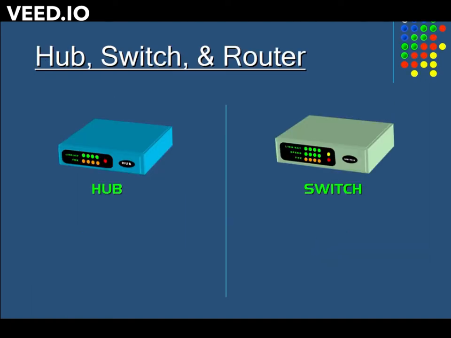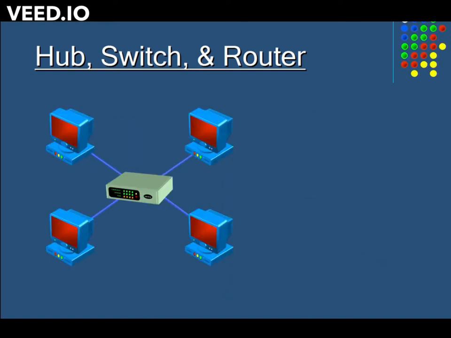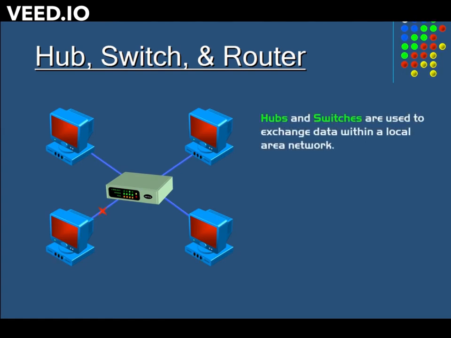As a review, a hub only detects that a device is physically connected to it, and a switch can detect specific devices that are connected to it because it keeps a record of the MAC addresses of those devices. Now hubs and switches are used to exchange data within a local area network, for example in your home network or in a business. They are not used to exchange data outside their own network, such as out on the internet.